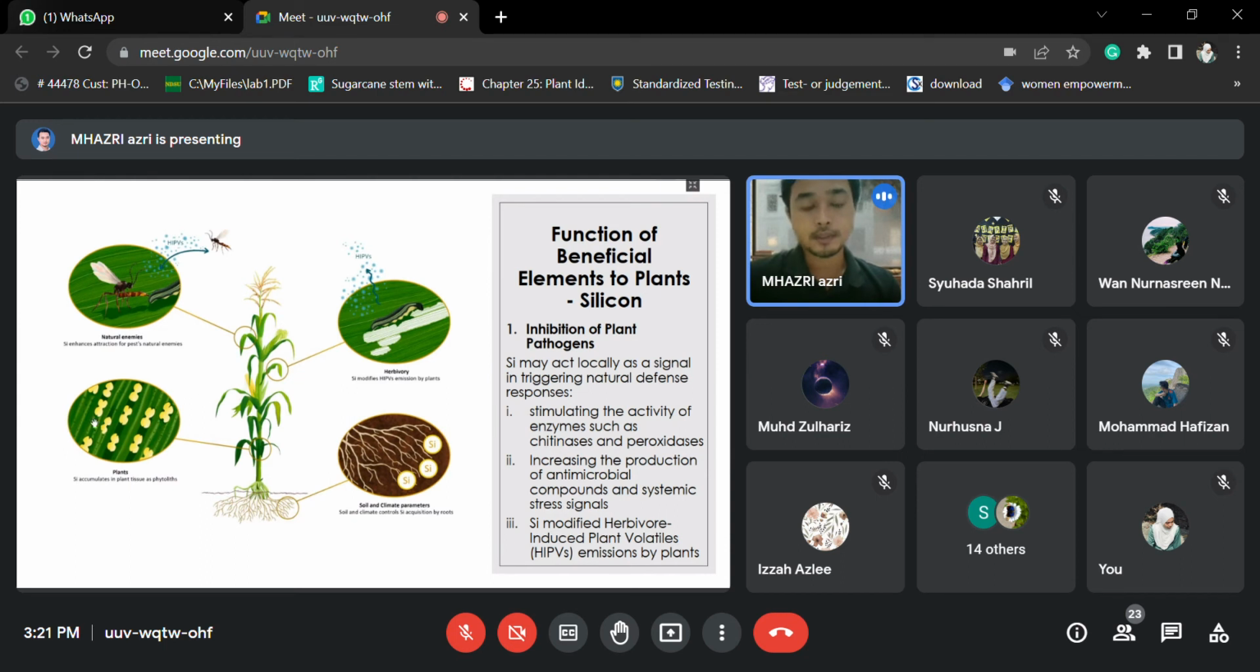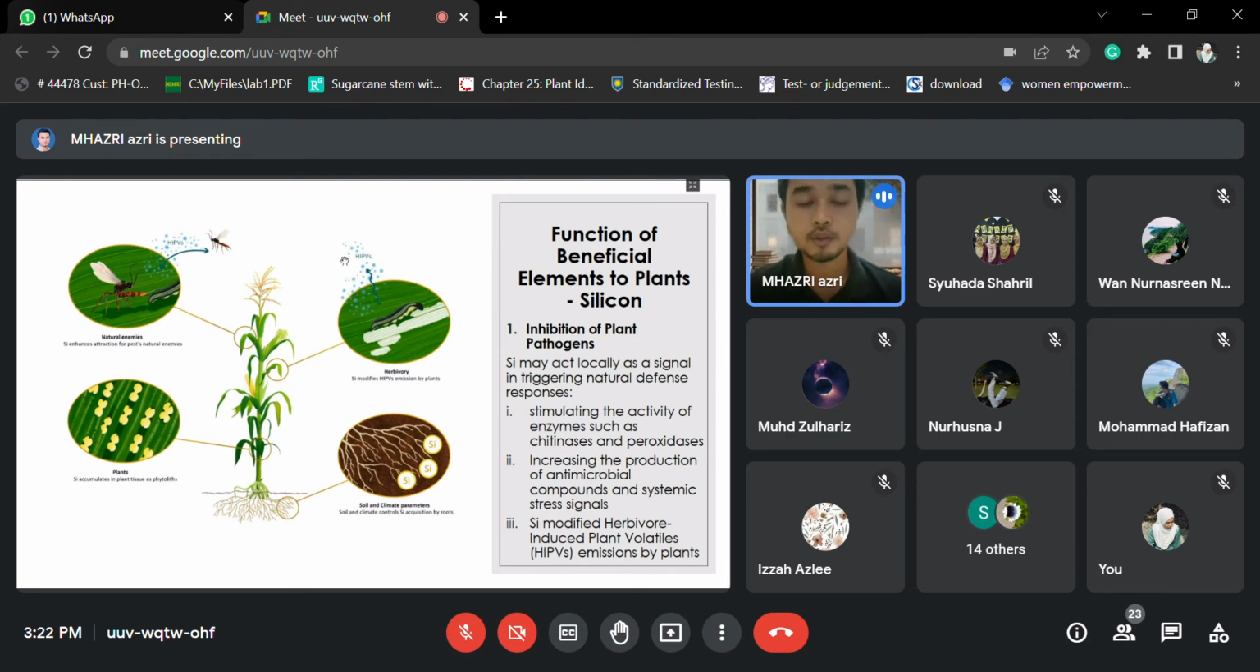Apa fungsi silikon yang deposit at plant tissues atau kita panggil phytolith ni? So when plant is being attacked by herbivore especially, okay, for example, we have a larva here. So when the larva eats the plant leaf, okay, ataupun dia cause mechanical damage on the plant tissues, what happens? Plant will release HIPV or herbivore-induced plant volatiles.